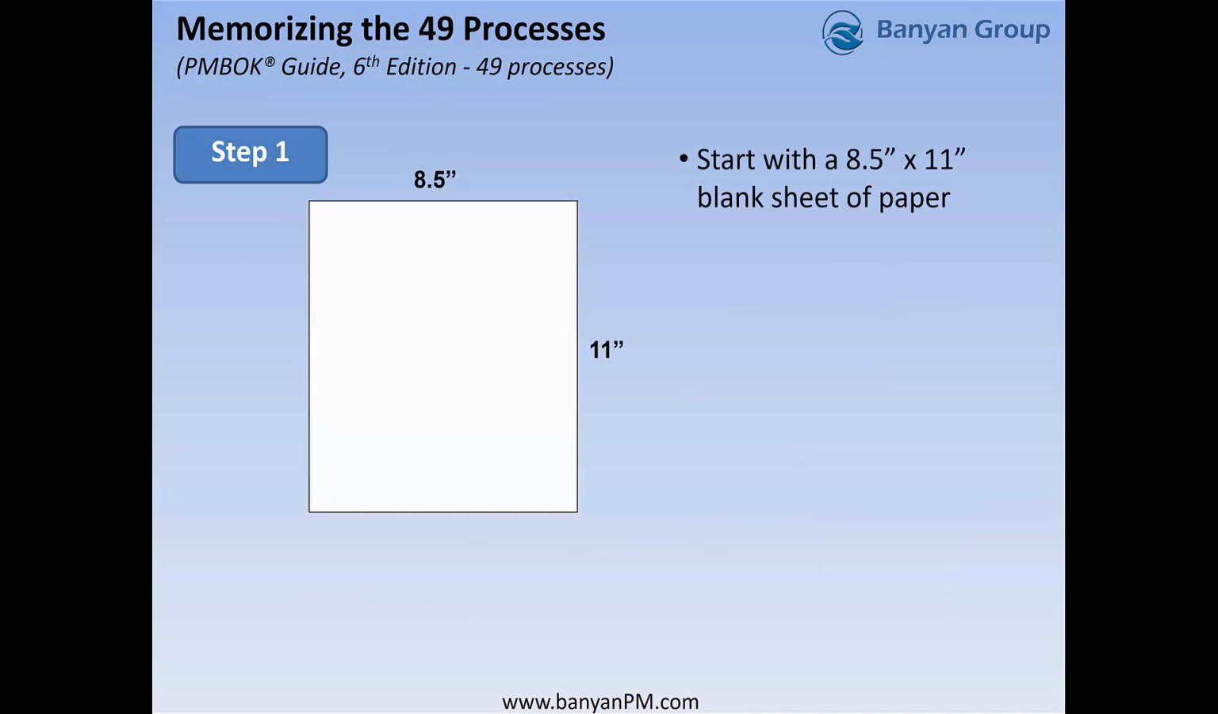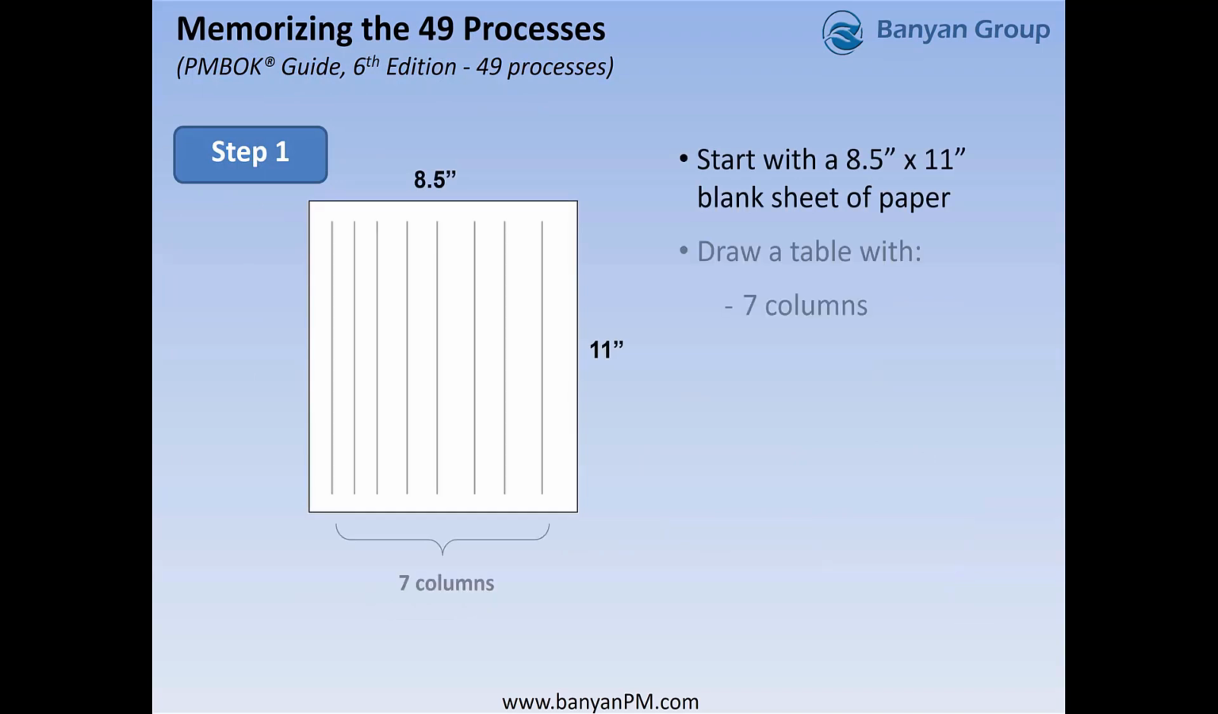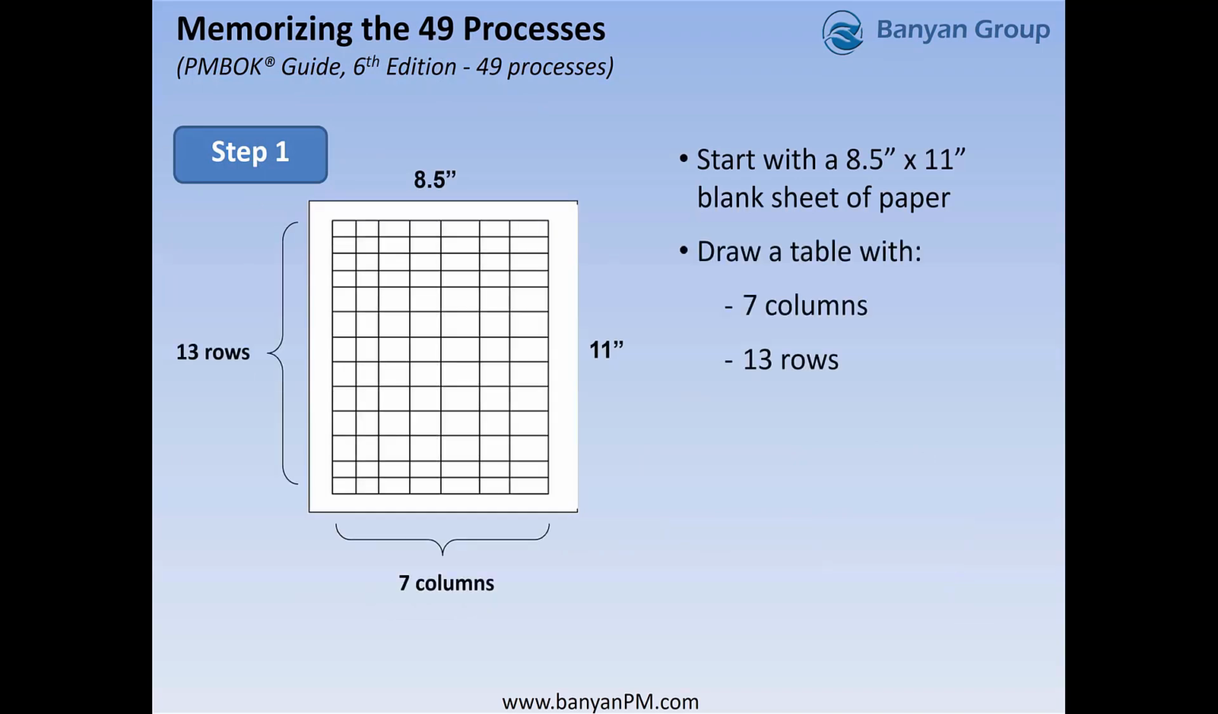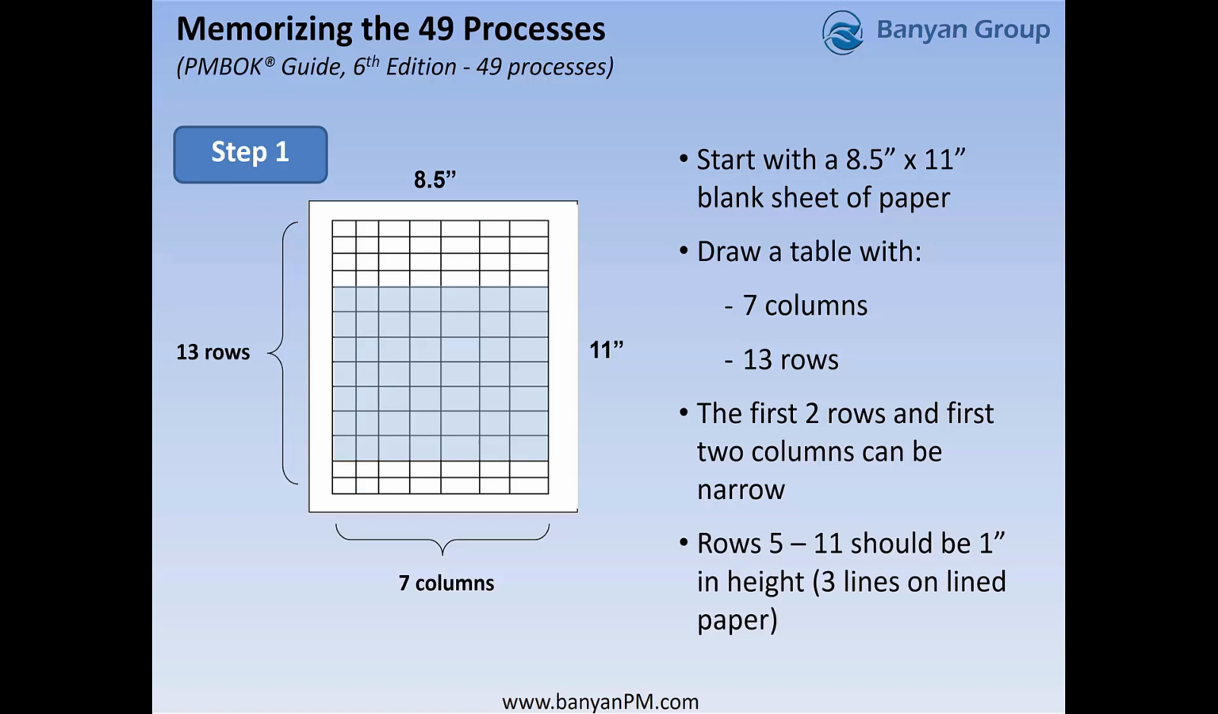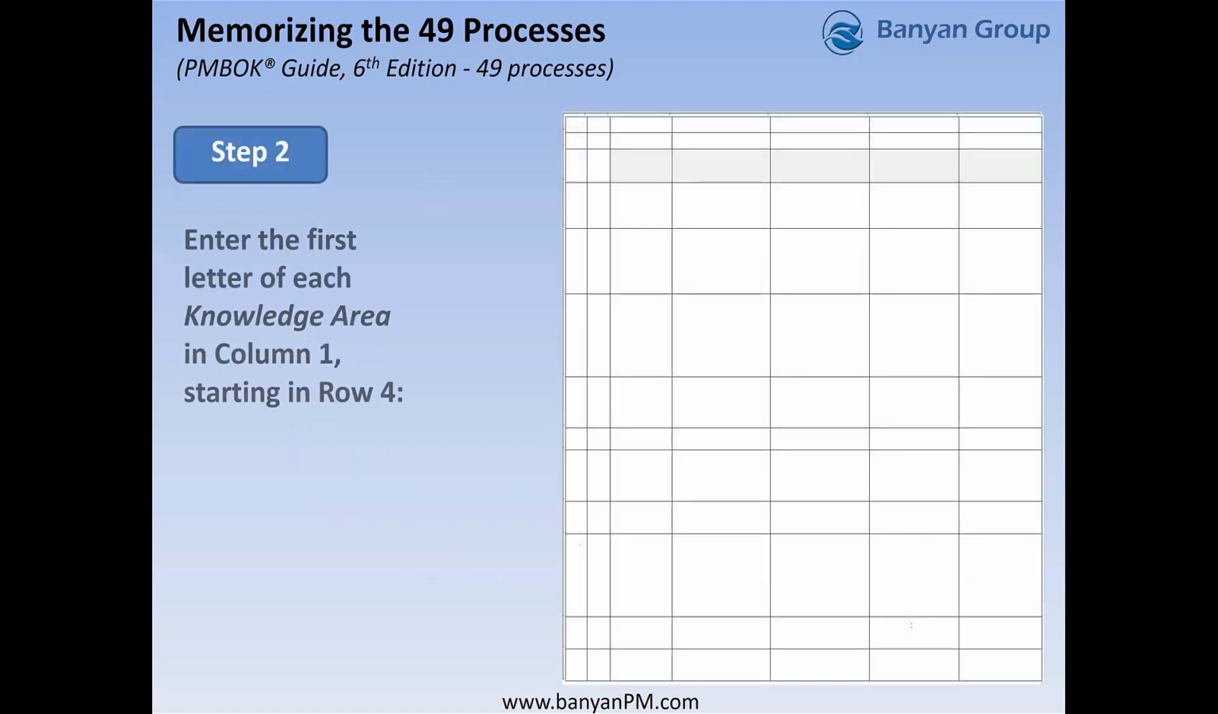Step 1. We start with a blank sheet of paper. We're going to put a grid on that paper with 7 columns and 13 rows. The first 2 columns and first 2 rows can be narrow, because those rows will only contain single-digit numbers and single letters. Now rows 5 through 11 need to be a little bit taller, because you'll need to enter more information into those rows.